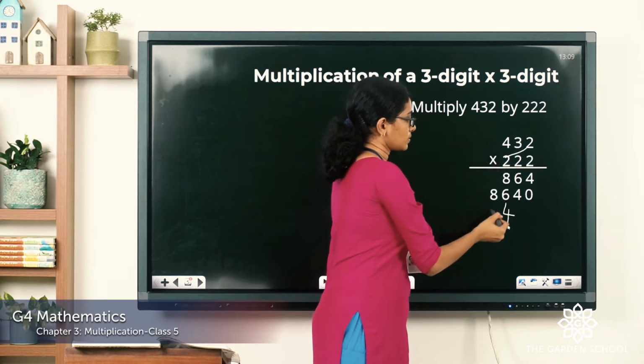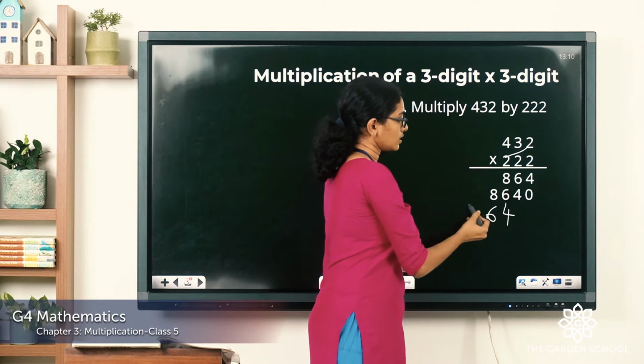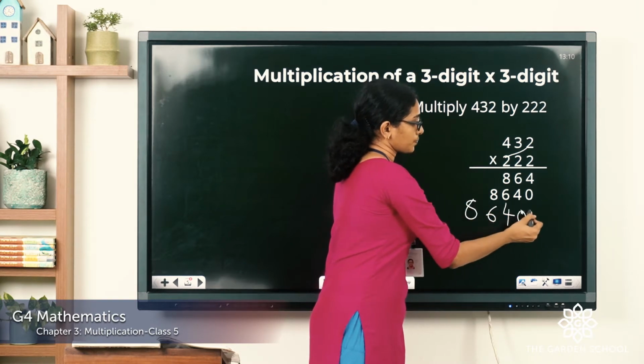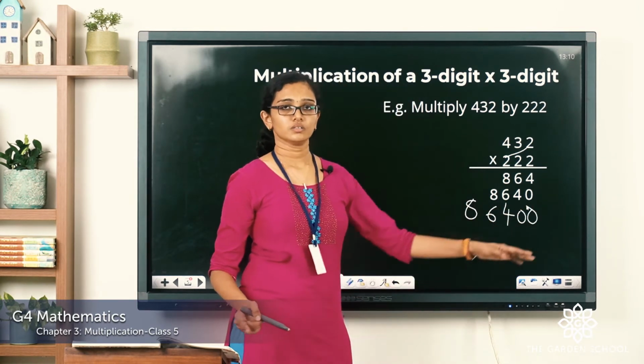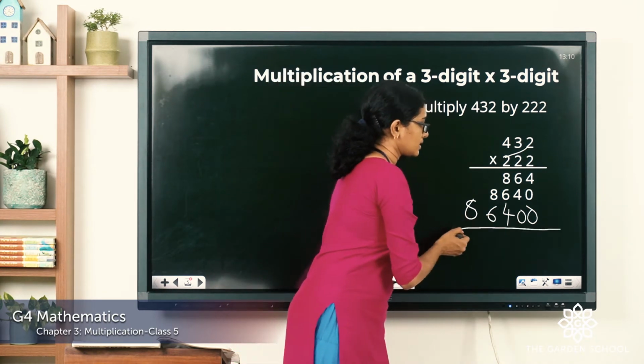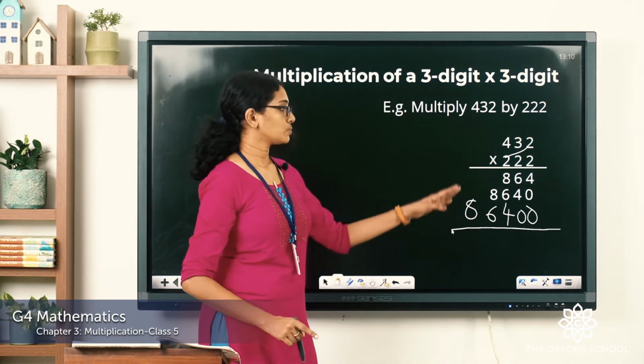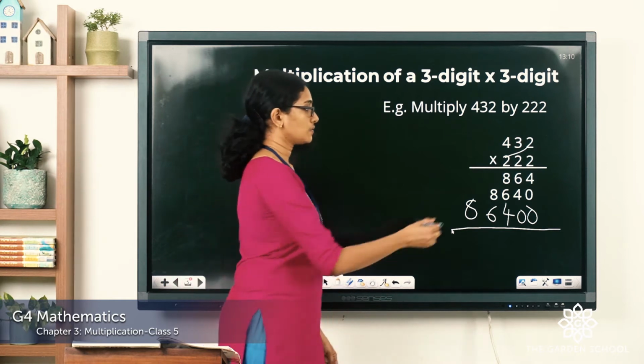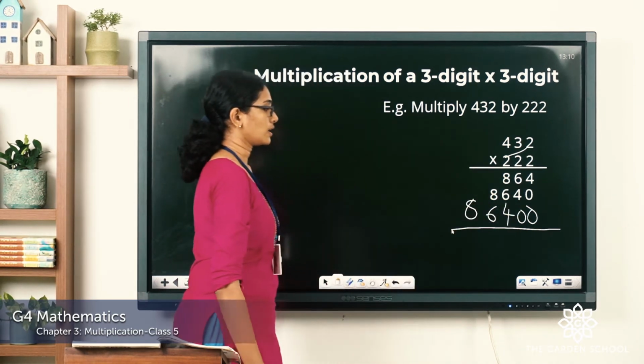Now 2 into 3, it is 6. 2 into 4, it is 8. Now you put 2 zeros here to correct the columns and the place values. Now what you do? Now you have all the 3 products, the first product, second product, and the third product.